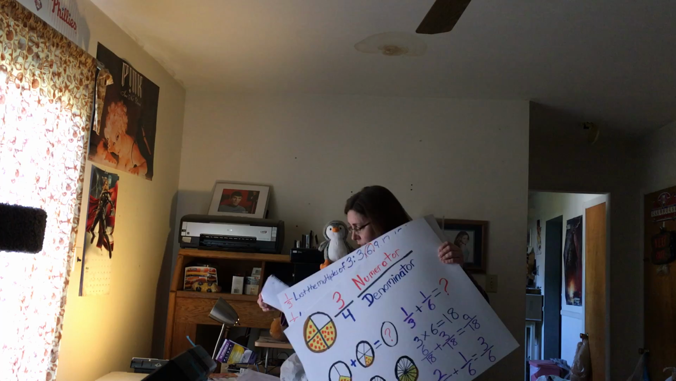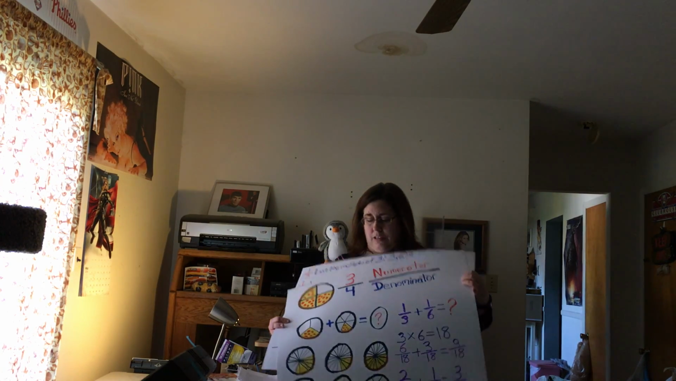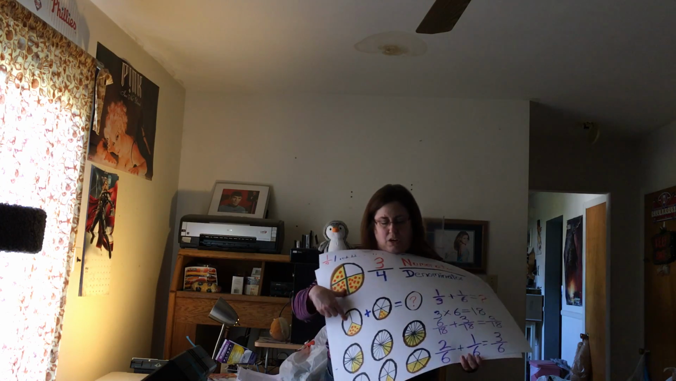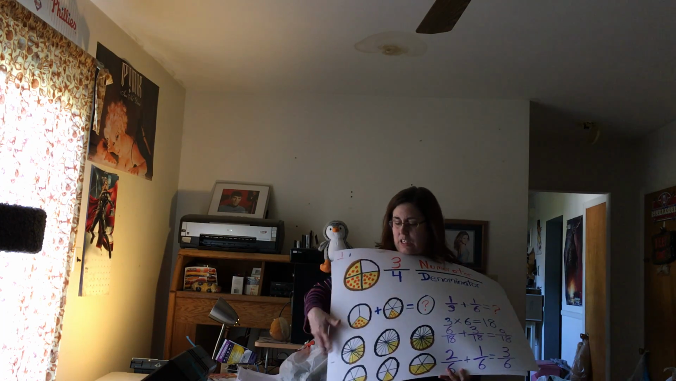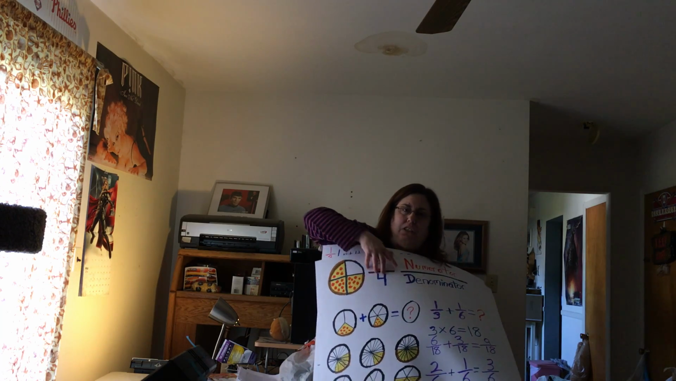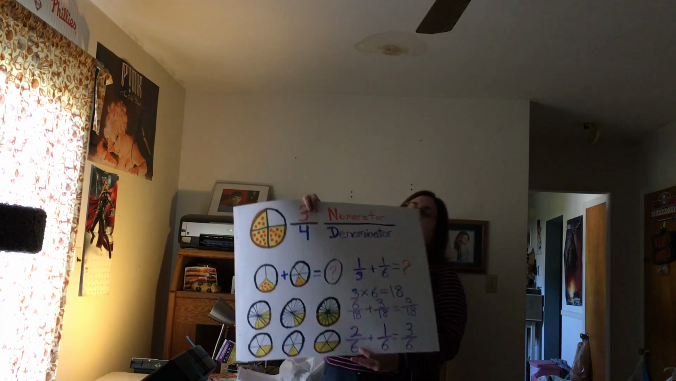We're going to start here with two pizzas. One pizza is cut into thirds. Our other pizza is cut into sixths. We have 1/3 and 1/6. But we can't add them together, so we don't know how much pizza we actually have.